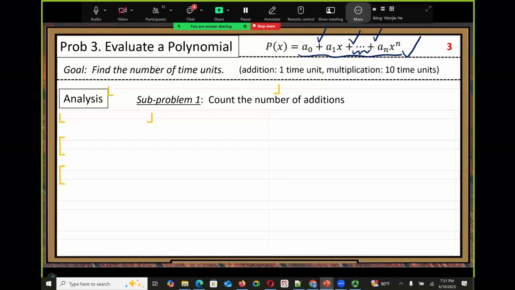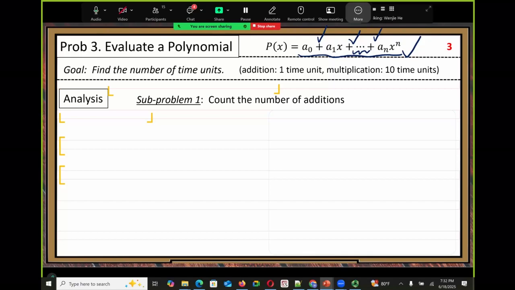Mitchell, one student told me n plus 1 additions. Yeah, one student told me n plus 1. All right. I want to say it is very close, but whether it is correct or not, we need to really find a solid way to give us the answer. All right.